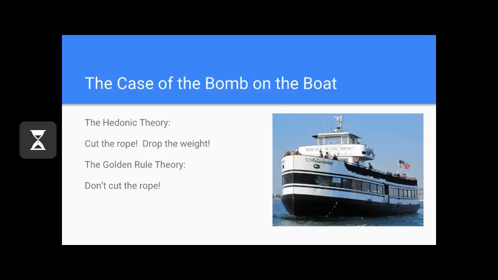Now, you may not find either of these moral theories very plausible in this case, and that's okay, but what we want to illustrate here is that they are coming to their normative conclusions for dramatically different kinds of reasons. The hedonic theory is based on a consequentialist line of moral reasoning, whereas the golden rule theory is based on a non-consequentialist line of moral reasoning.